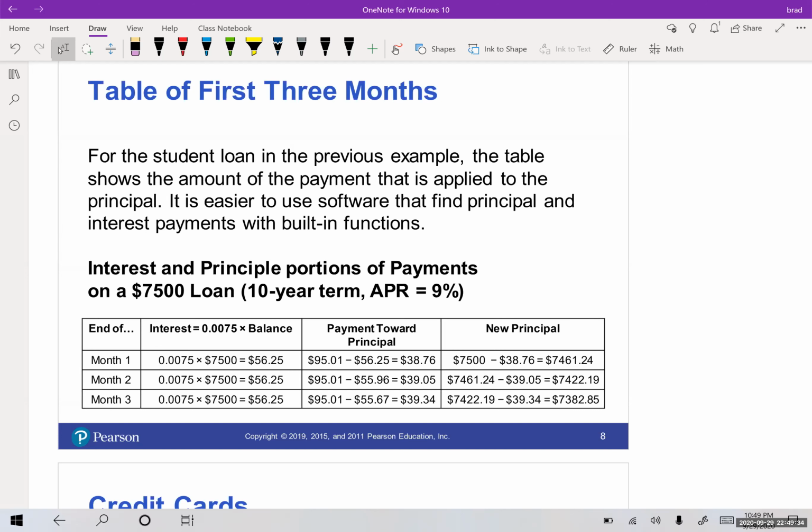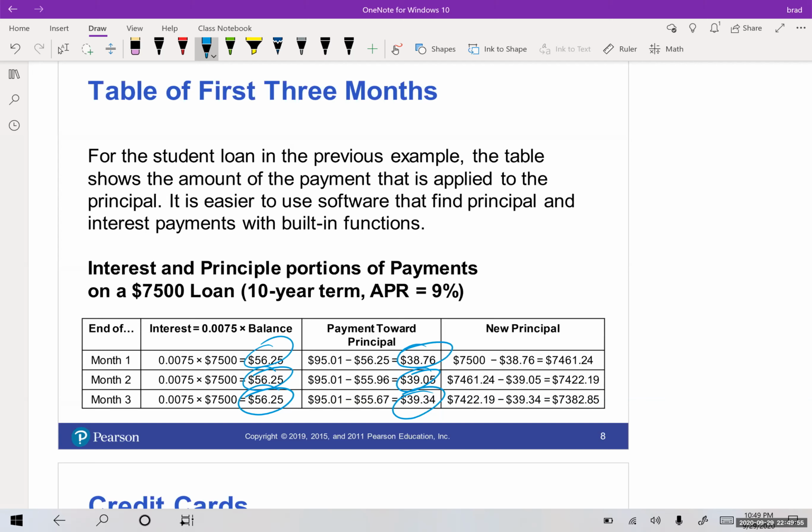So here they're just trying to show you that idea that, look here, the first month you're still paying $56.25, right? However, the payment towards the principal in the first month is $38.76, but then in the next month it goes up just a little, and then in the next month it goes up just a little, about 29 cents, right? So it's increasing, very slowly. Once again, it's increasing how much you're paying towards the principal, even though it's a very little amount right now. Towards the end, maybe it'll be more, or if it was a larger loan, it would be more noticeable.